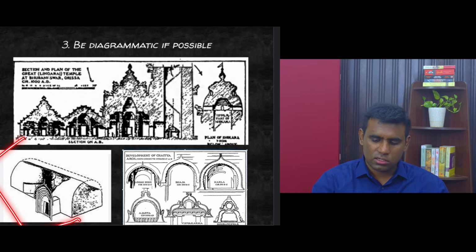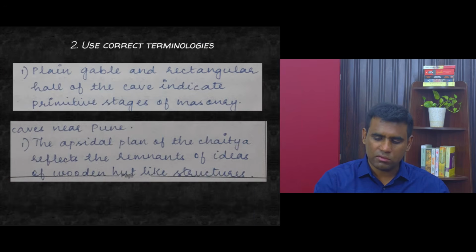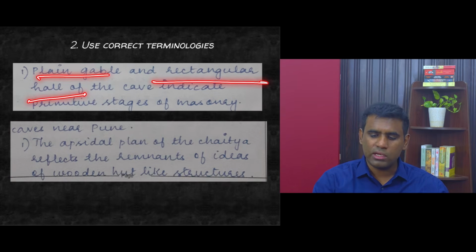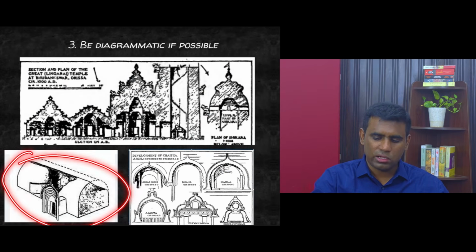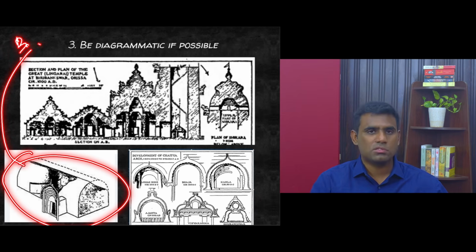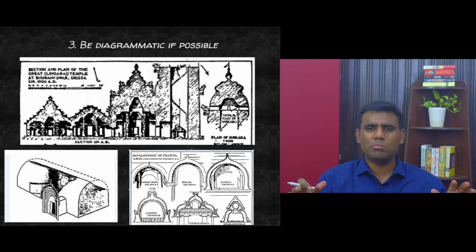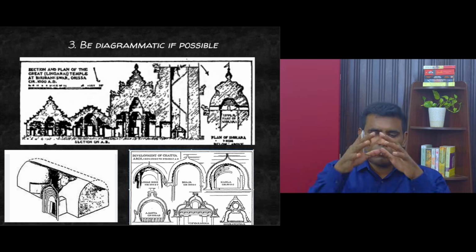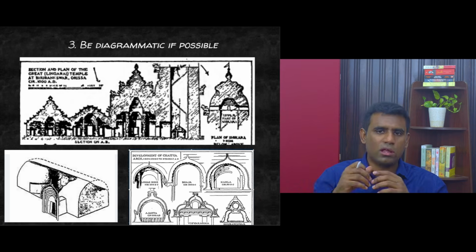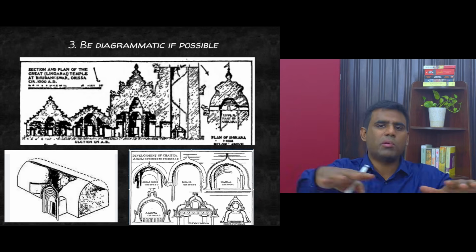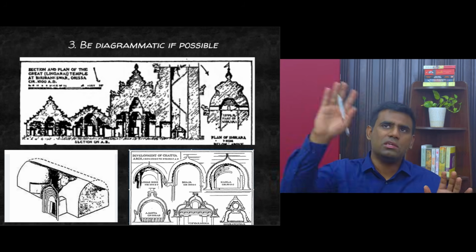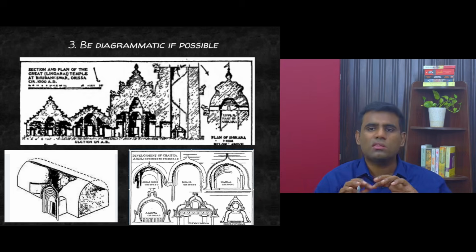Right. So this is what this aspirant was referring to when she has written here, plain gables and rectangular hall indicate primitive stages of masonry. So this is the cave architecture that you find in Bihar, in Barabar and Nagarjuna caves. There, the cave architecture is very simple. When you look at the images, you simply find that a mountain is there, an opening, a door has been excavated, and when you enter into the door, you find a plain hall, a rectangular hall, which is nicely, smoothly finished. There is nothing elaborate inside.